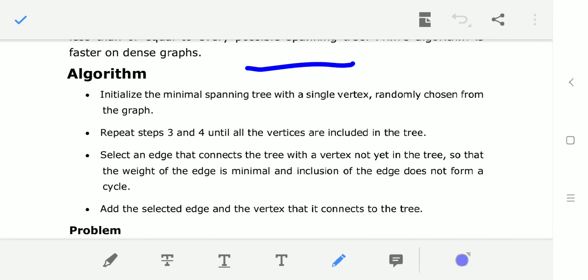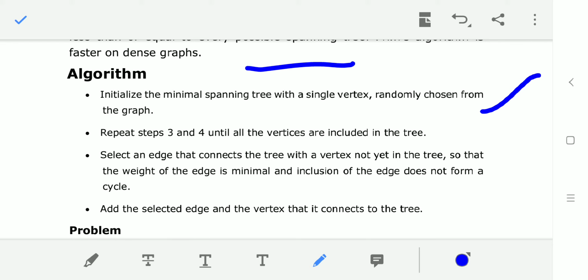Algorithm. Initialize the minimal spanning tree with a single vertex randomly chosen from the graph. Repeat steps 3 and 4 until all the vertices are included in the tree. Select an edge that connects the tree with a vertex not yet in the tree, so that the weight of the edge is minimal and inclusion of the edge does not form a cycle. Add the selected edge and the vertex that it connects to the tree.